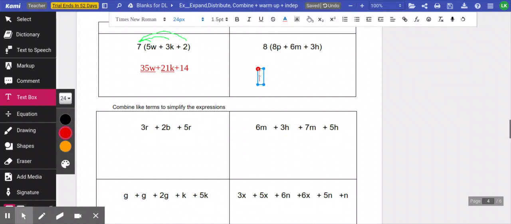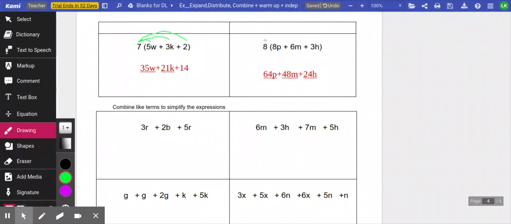I want you to try this last one. Pause the video. All right. So hopefully you got to try that problem out and you saw 64p plus 48m plus 24h. And again, if it helps you, draw those little lines in.